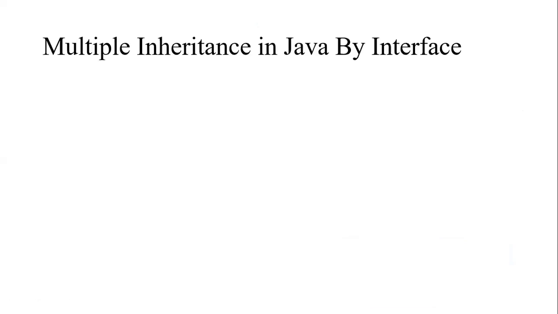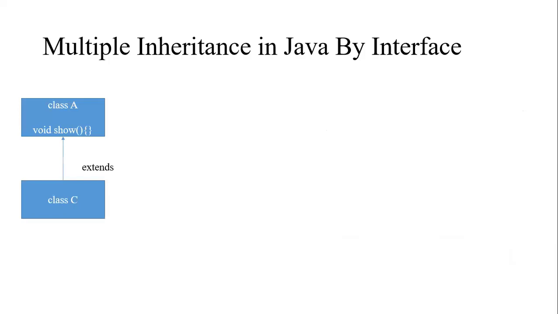Multiple inheritance in Java by interface. If you have a class A and that particular class is having a method called show, and a class C extends this class, no problem, you can create an object of C and call this method show, correct? Yes, no problem in this one.